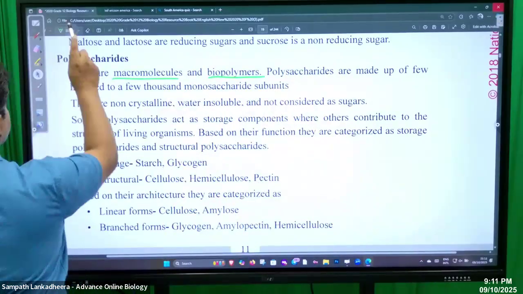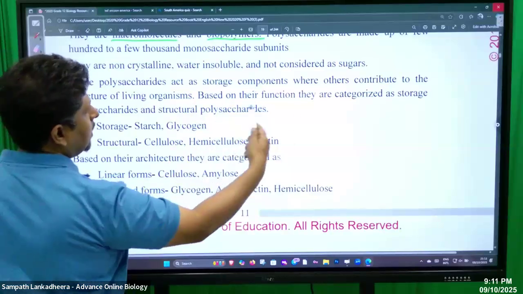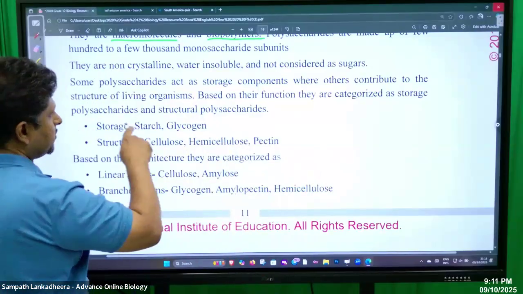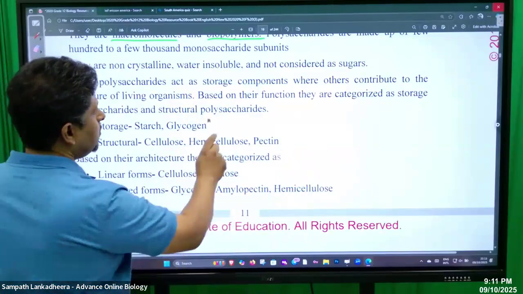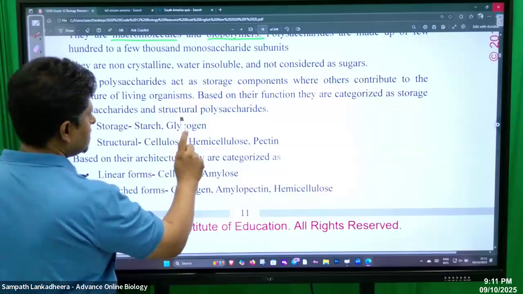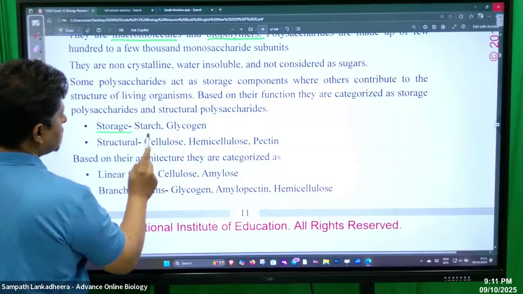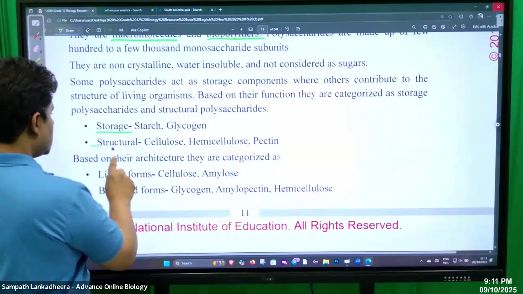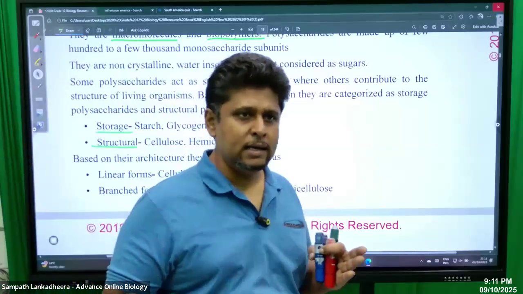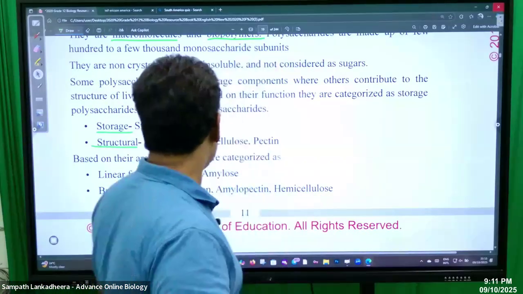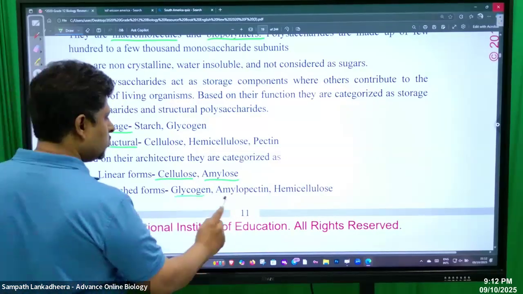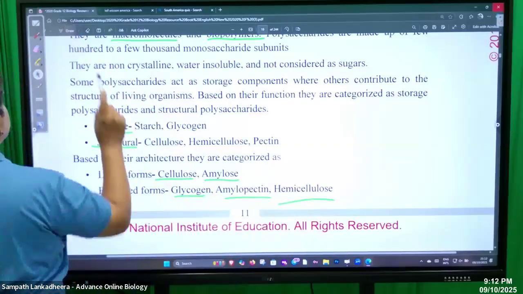They are non-crystalline, water insoluble, and not considered sugars. Some polysaccharides act as storage components, and some act as structural components. Based on their function, they can be categorized as storage polysaccharides and structural polysaccharides. Storage: starch, glycogen. Structural: cellulose, hemicellulose, and pectin. Based on their architecture, some are linear, some are branched. Examples for linear are cellulose and amylose, and branched forms are glycogen, amylopectin, and hemicellulose.